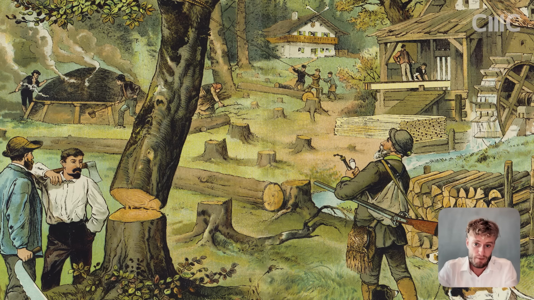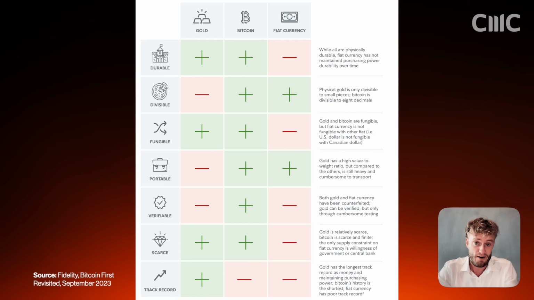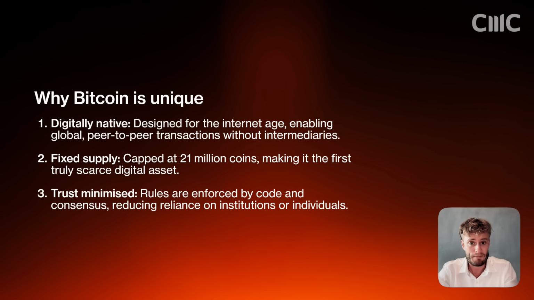As this diagram from Fidelity shows, at least in their estimation, Bitcoin has a range of strengths compared to gold and fiat currency when we look at some of the characteristics of money that I've described earlier. And I'll just highlight a few of these. So with Bitcoin, it is digital. We can move it wherever we want. We can send it easily. We don't have to carry it around in our pockets. We can divide it up into millions of pieces.